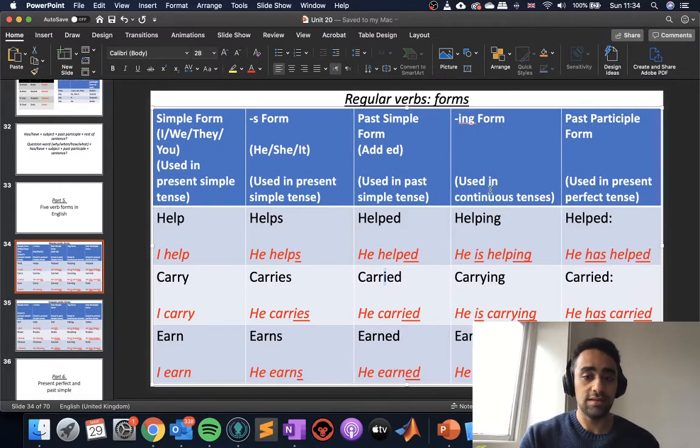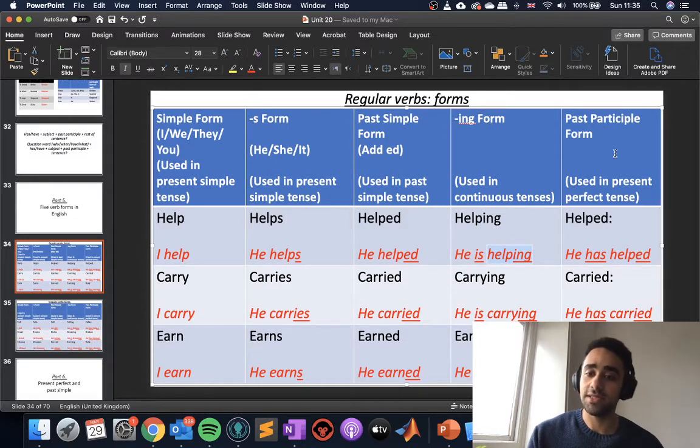The next one is the form ending in ing. We use it in continuous tenses, so present continuous, past continuous, and then it will be the subject plus is, are, am, and then the verb, and then we add ing to the verb. So for most verbs, we just add ing. It doesn't change that much.